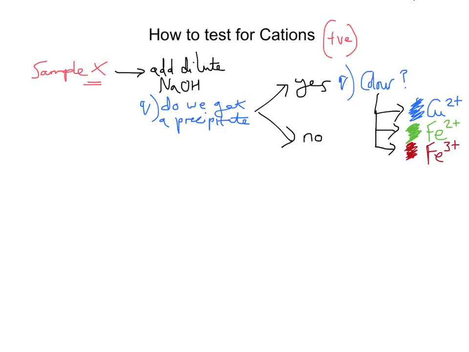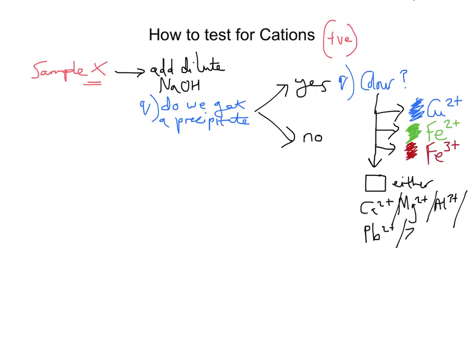If the precipitate happens to be white, now here we're going to branch into another area. If we happen to have it white, then that could be quite a few things. It could be calcium, which is Ca2+, it could be magnesium, Mg2+. We could have aluminium, which is Al3+. We could have also found Pb2+, which is lead, or it could be zinc, Zn2+. So we're going to need to do some further tests.